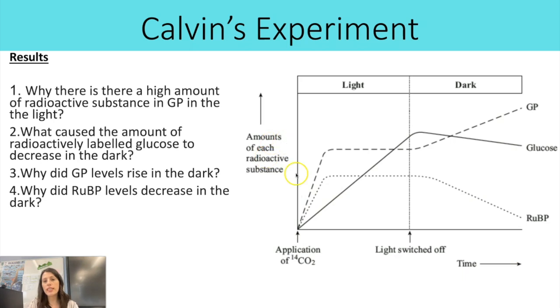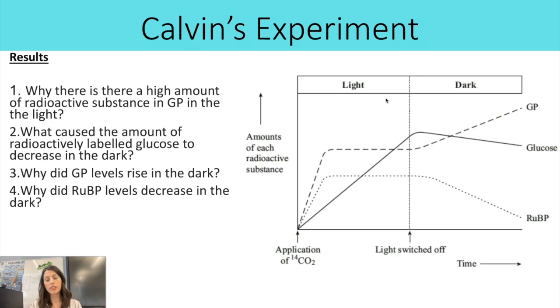You could be shown data like this, where we've got the amount of each radioactive substance when it was all set up in the light, and then, turning off the lights, have exactly the same setup but in the dark. This is often what they would do, so that you get a direct comparison of what happens in the light and what happens in the dark, to show that even though it's called the light independent reaction, there is actually a change in effect when the lights are turned off.